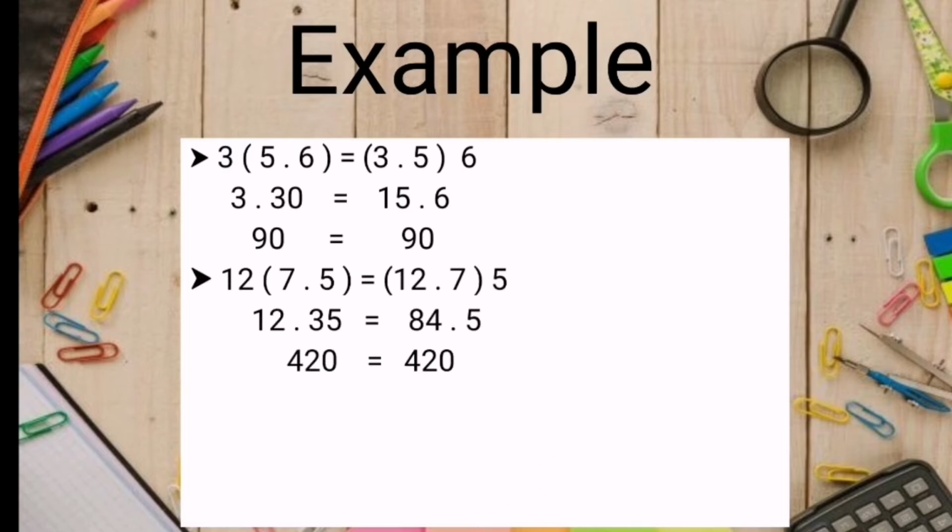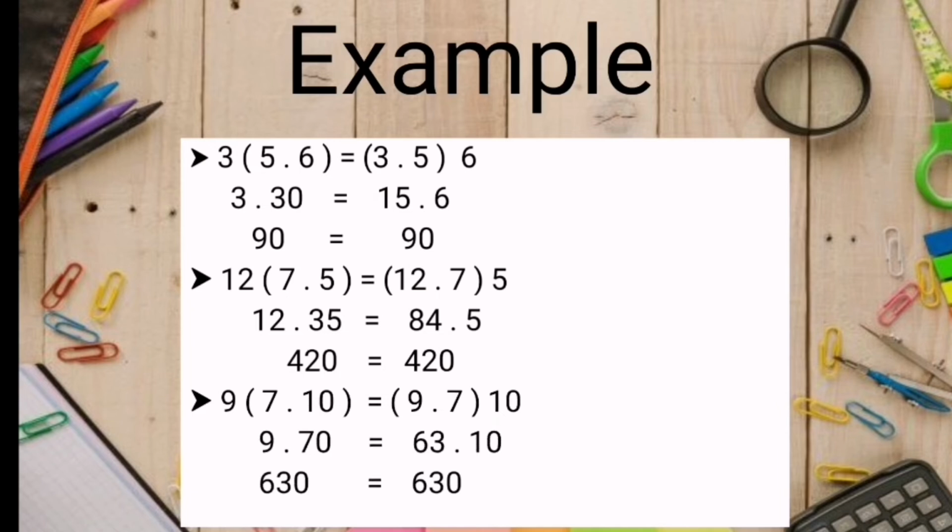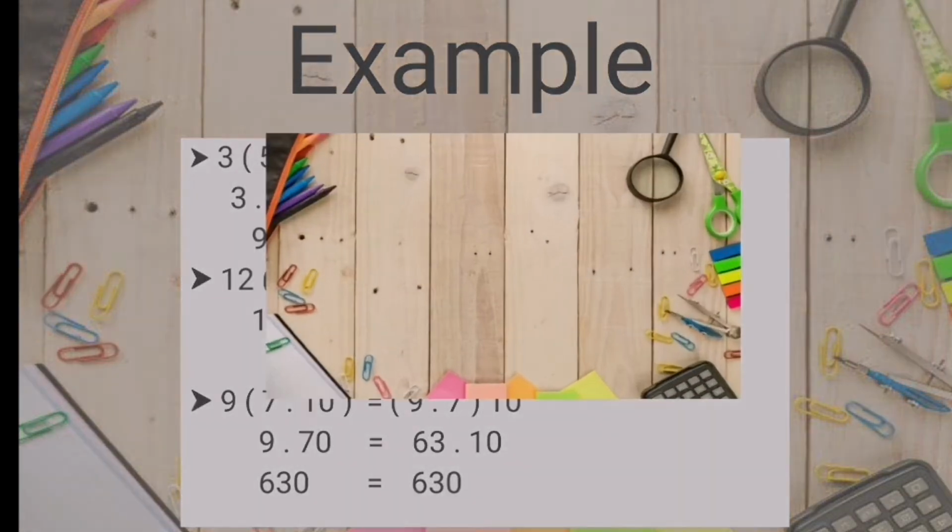Another example is 12 times (7 times 5) is equal to (12 times 7) times 5. So 12 times 35 is equal to 84 times 5. So the answer is 420. 9 times (7 times 10) is equal to (9 times 7) times 10. So 7 times 10 is equal to 70. Then 9 times 7 is equal to 63. So 9 times 70 is equal to 63 times 10. So the answer is 630.